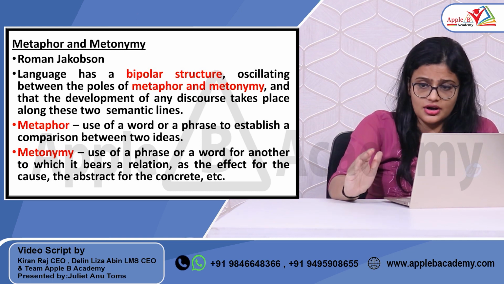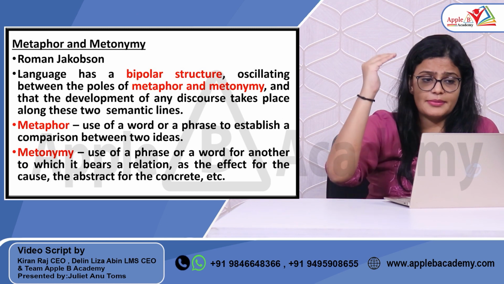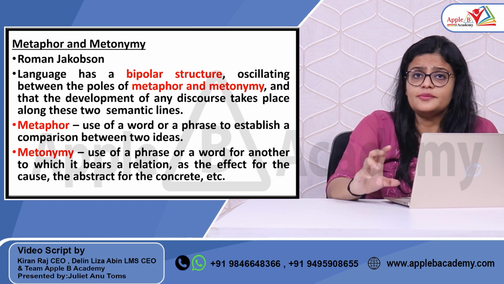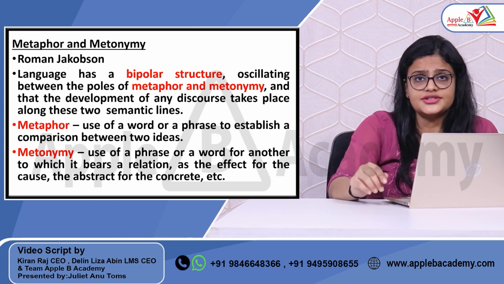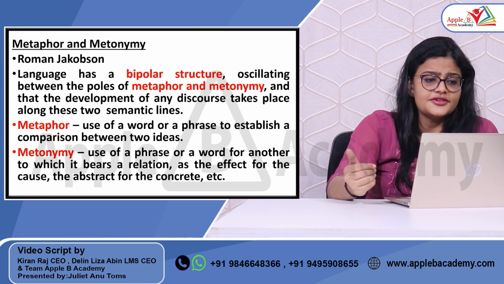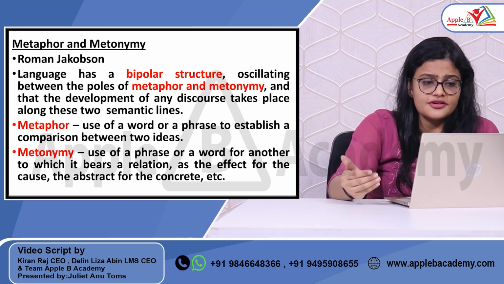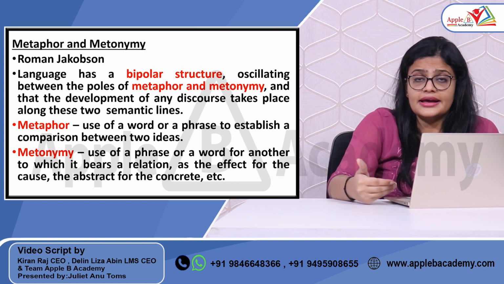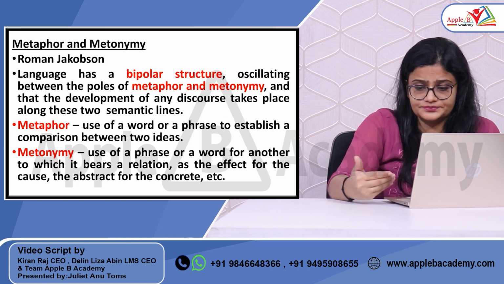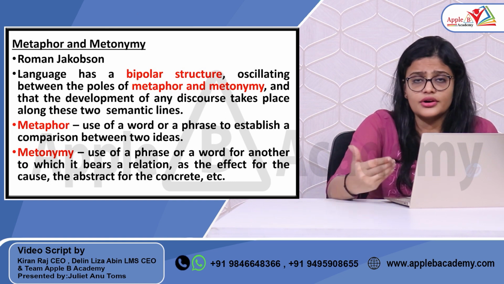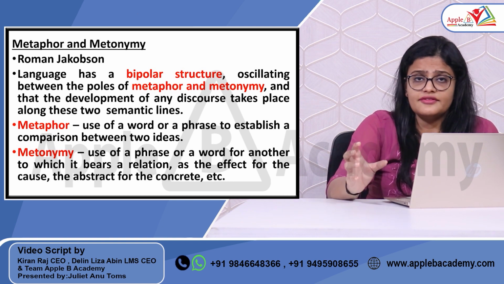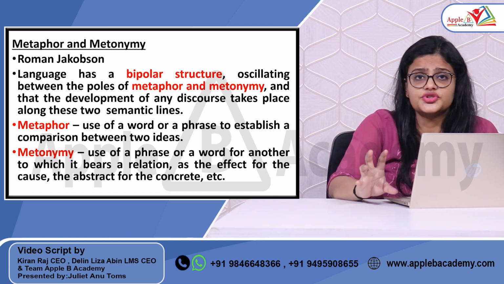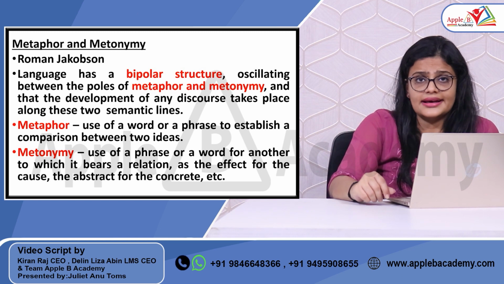So language, according to Roman Jakobson, has a bipolar structure where it oscillates between metaphor and metonymy, and the development of any discourse takes place along these two semantic lines. Metaphor is the use of a word or a phrase to establish a comparison between two words. When I say my love is a red, red rose, or when I say she is ice, without 'as' or 'like', when we compare two dissimilar objects or establish a comparison between two ideas, that is what is called metaphor.